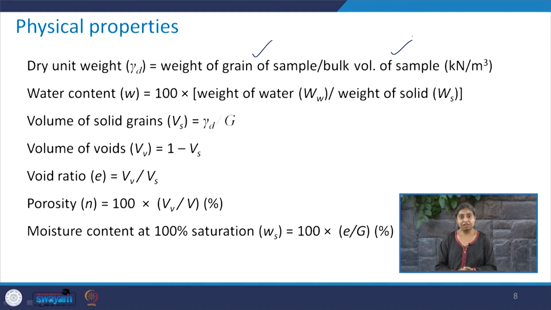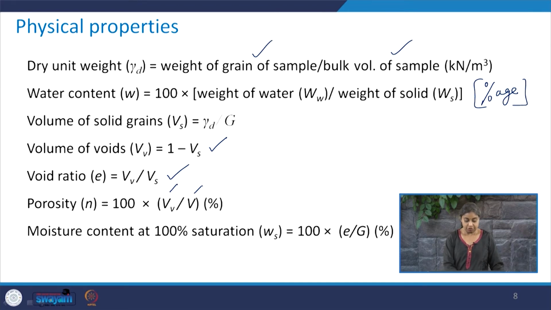Then water content has the usual definition: weight of water divided by weight of solids, multiplied by 100. It is always represented as a percentage. Then the volume of solid grains; the volume of voids is 1 minus the volume of the solid grains. Void ratio, usual definition. Porosity is the volume of voids divided by the total volume, multiplied by 100. Again, this is represented as a percentage.